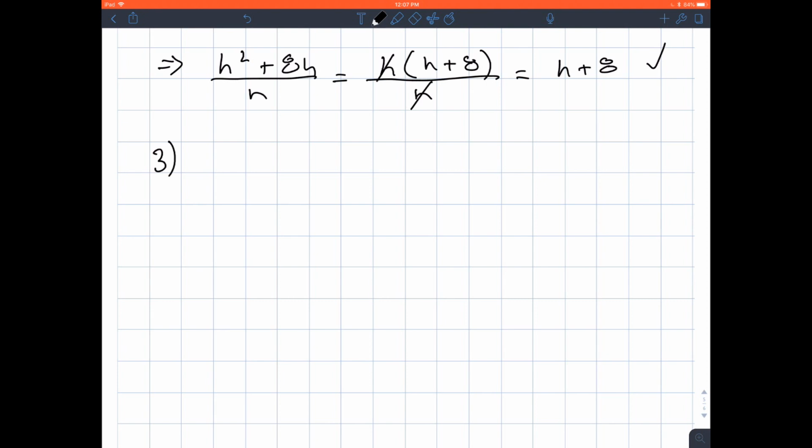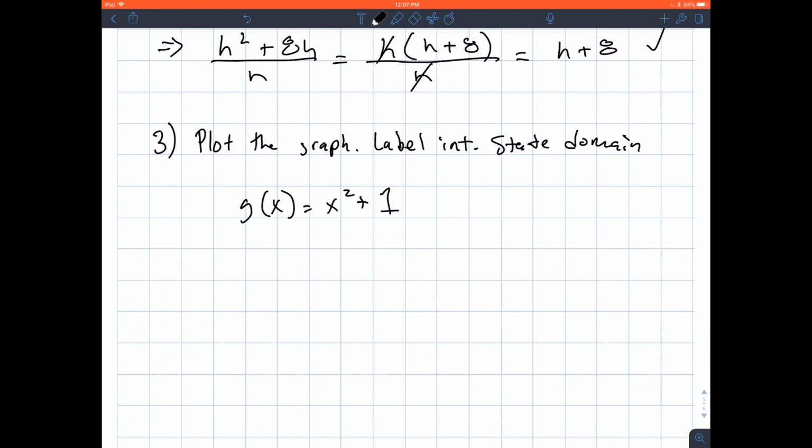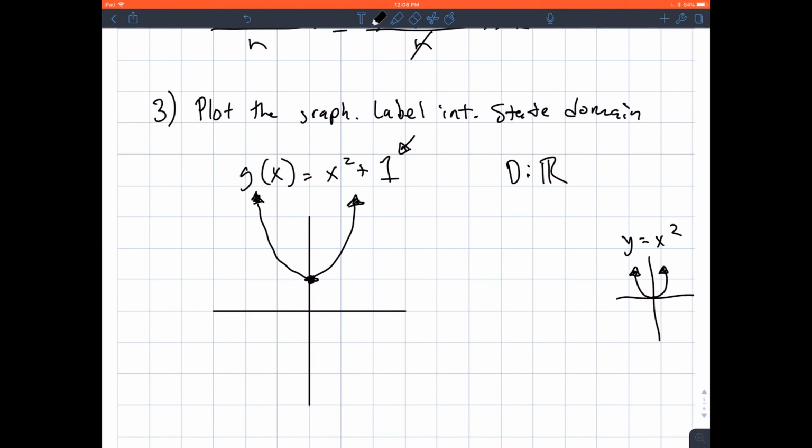Another one is simply what we just discussed. Plot the graph, label intercepts, and state the domain for the function. So g of x is equal to x squared plus 1. There's nothing restricting it to a point where we're going to get imaginary numbers or otherwise, so the domain is simply all real numbers. Plotting the graph, the parent function is y is equal to x squared, which is simply a parabola. The only difference now is that we have a plus 1, so we just move up 1. Label intercept: the only intercept we have is the y-intercept, 0, 1. Bam, done deal.